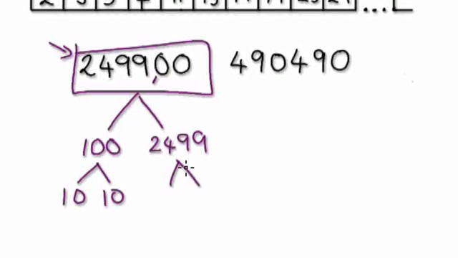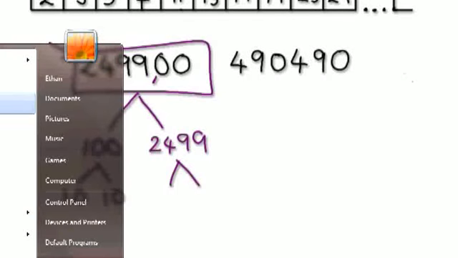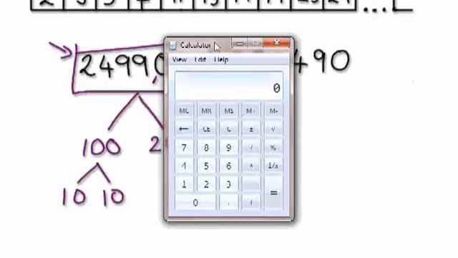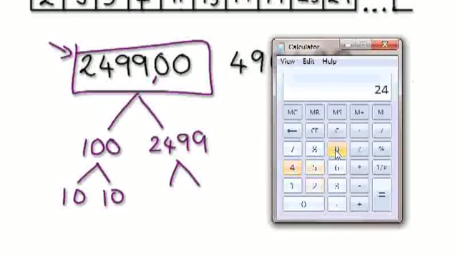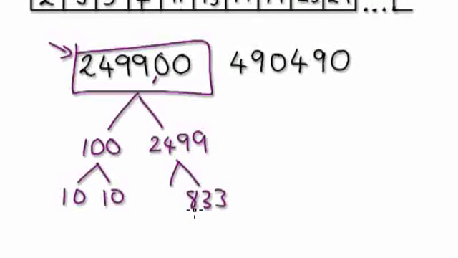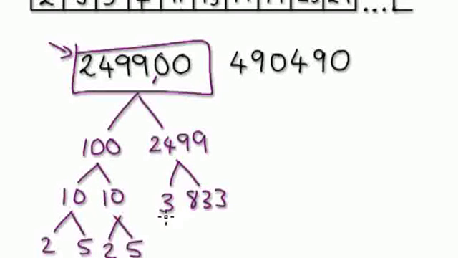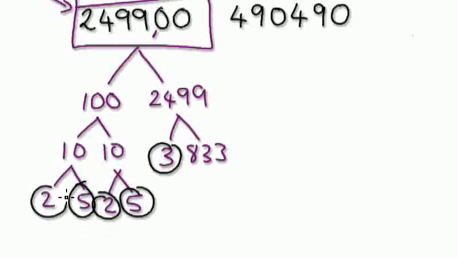This number here, let's try and divide this by 3, see if that's possible. Let me get a calculator out. Let's see if 2499 divides by 3. If it doesn't, I will try 7. Okay, but it does. So think of it as 833 times 3. This one here we can break up as a 2 and a 5. This one here as a 2 and a 5. The 3 is already a prime. This is a prime here, a prime here, a prime here.